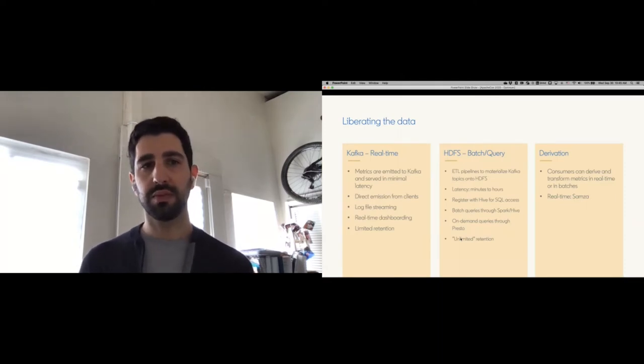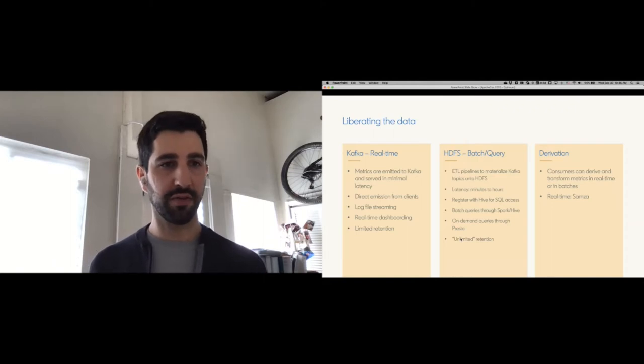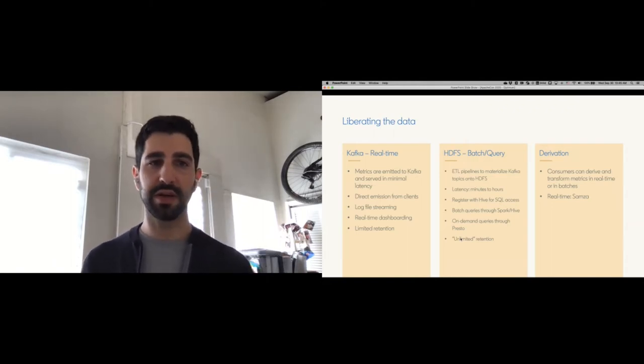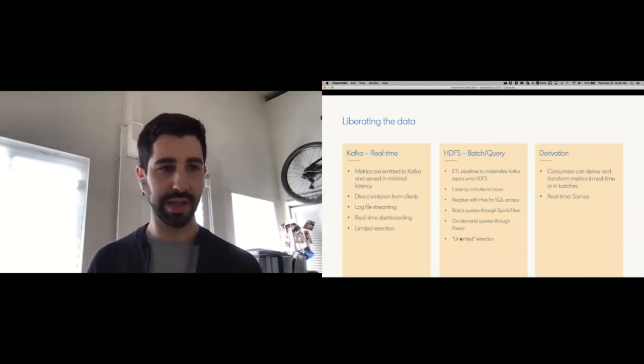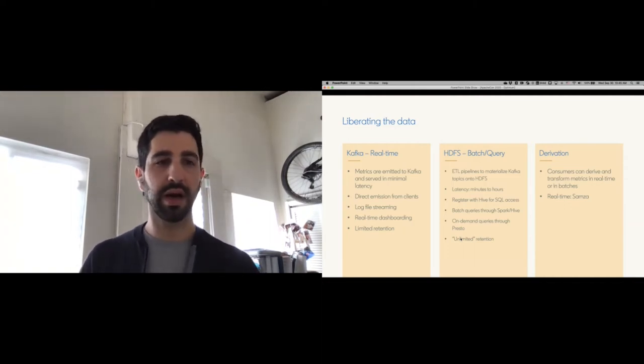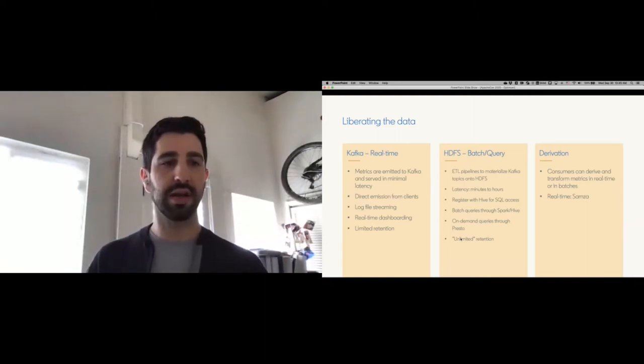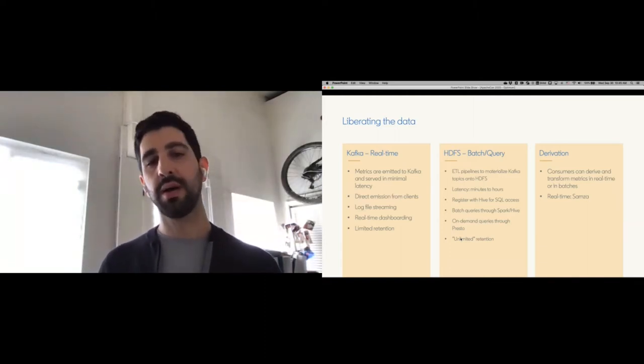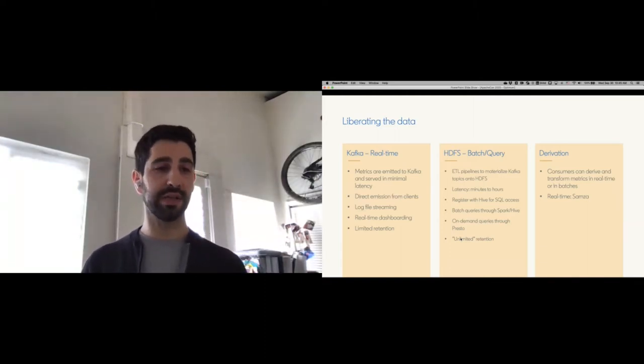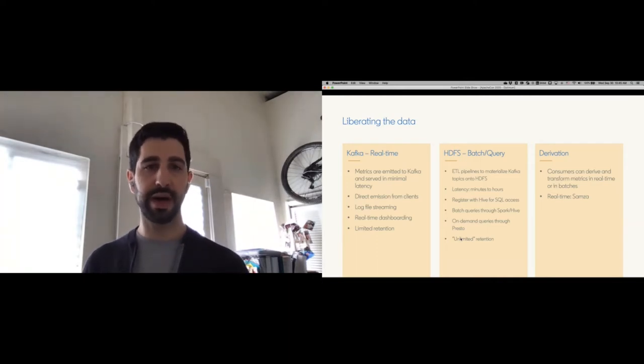So we have three pillars here that we're creating. Basically, we have Kafka for real time. Like I said, metrics are emitted into Kafka with minimal latency, and then we have direct emissions from clients. We stream the log files and so on, and that enables real-time dashboarding. But the caveat is that it has limited retention, usually a few days back.